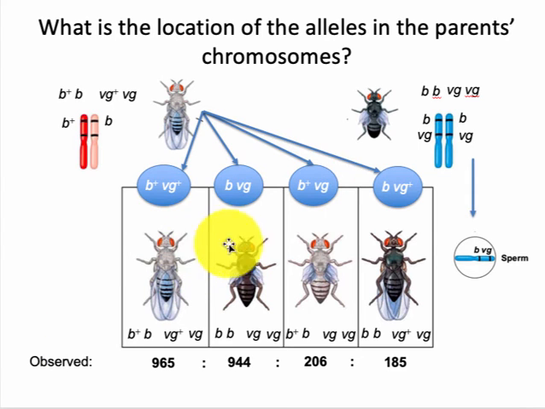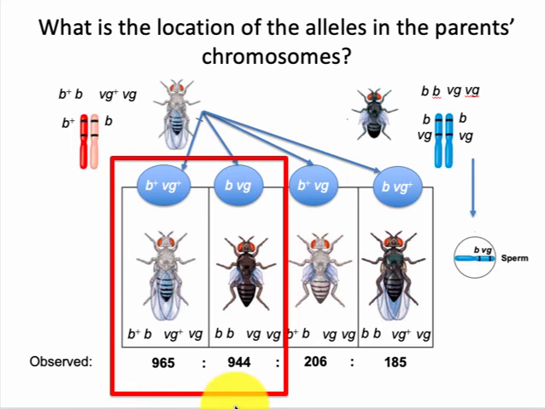And for this, we need to look at the possible gametes that this fruit fly could produce and which of those gametes were more common than the others. This fly here only produces one type of gamete since it's homozygous for the B gene and homozygous for the VG gene. All the gametes are going to be the same because it only has the same type of allele in both chromosomes. What we find is that these two types of offspring are the most common.